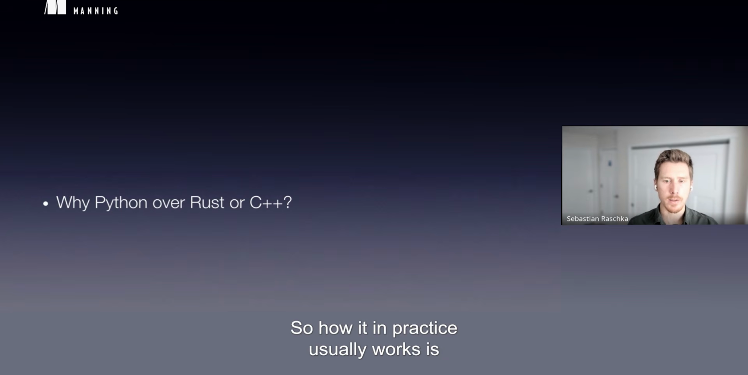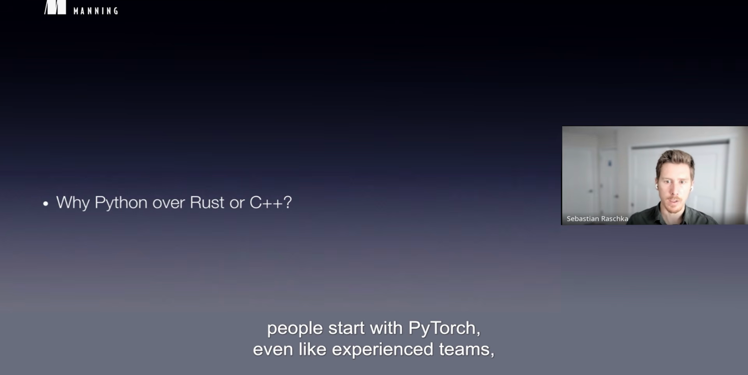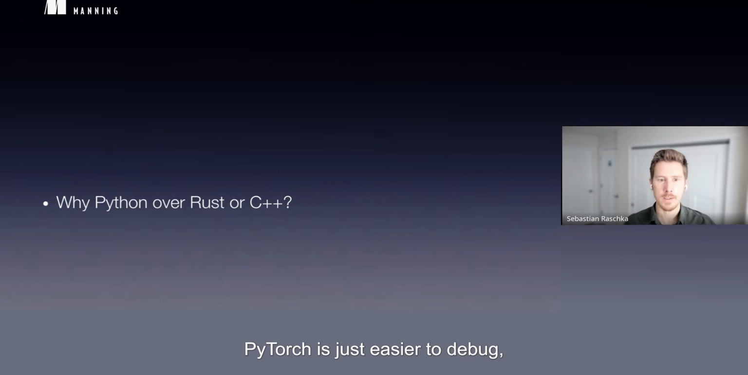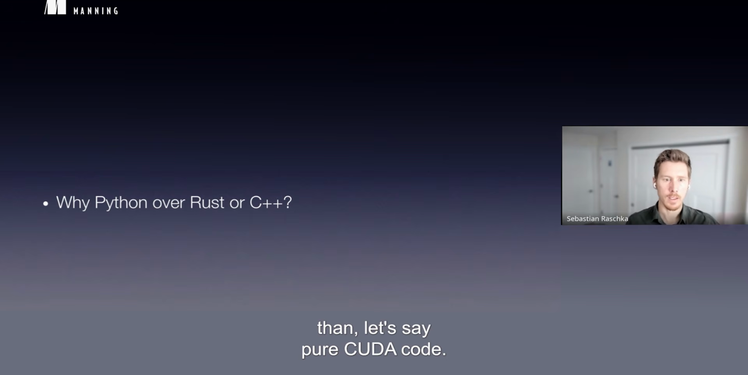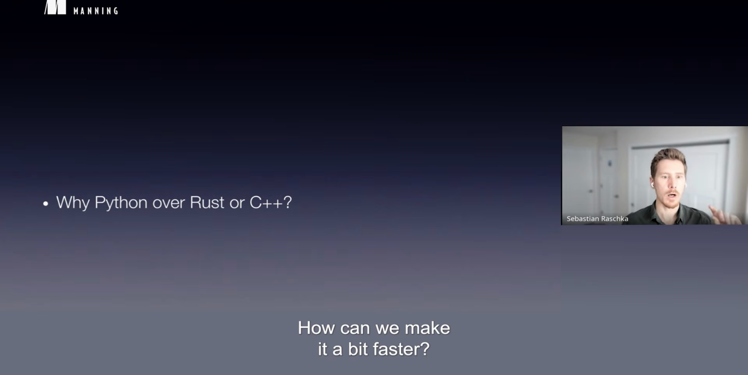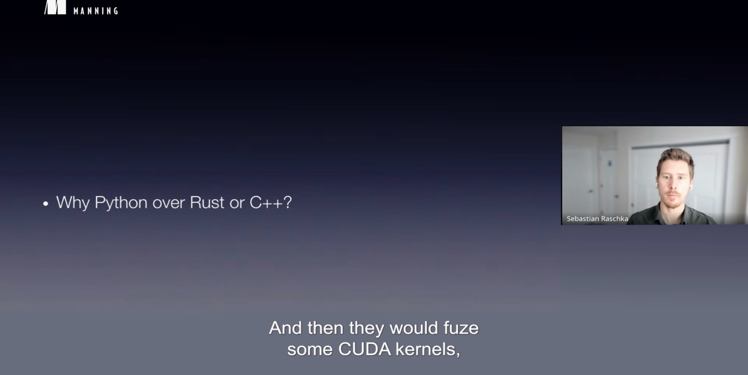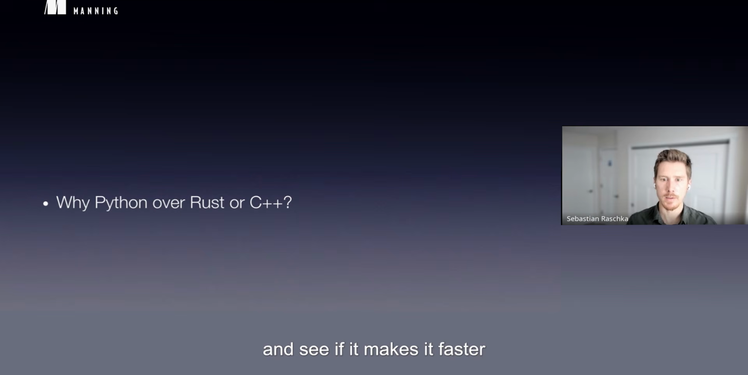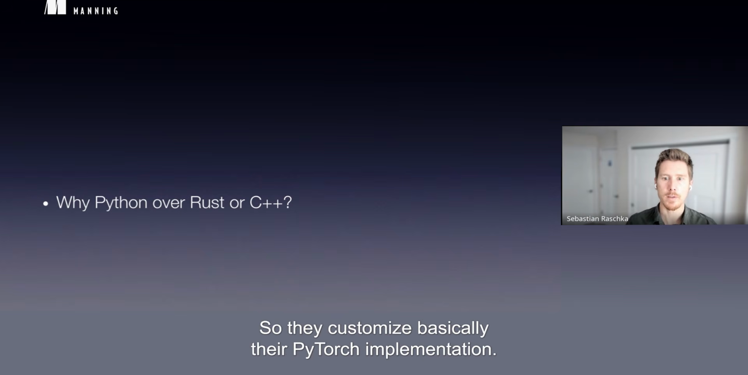So how it usually works in practice is people start with PyTorch, even experienced teams, even at Meta. They use PyTorch, implement the LLM, train it for a few rounds, and see that the LLM works, because PyTorch is just easier to debug and easier to read than, let's say, pure CUDA code. But then they think, oh, it works, it's great. How can we make it a bit faster? And then they would fuse some CUDA kernels, make a few optimizations here and there, and see if it makes it faster, because then you will save money in the long run. So they customize their PyTorch implementation.